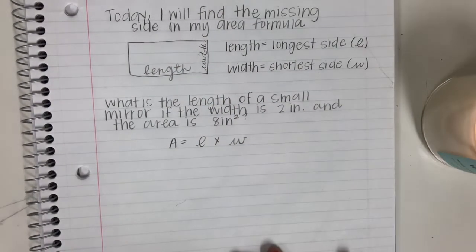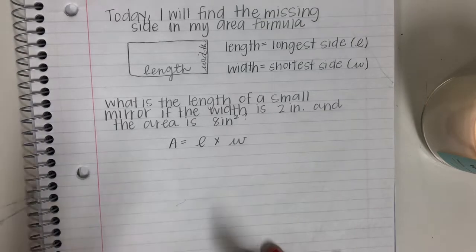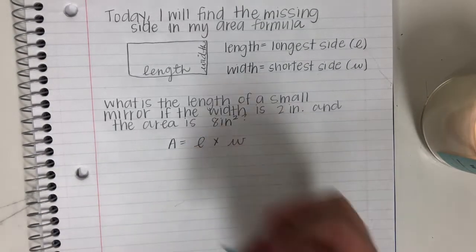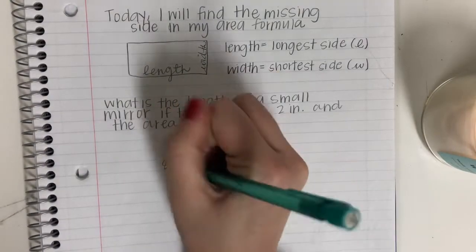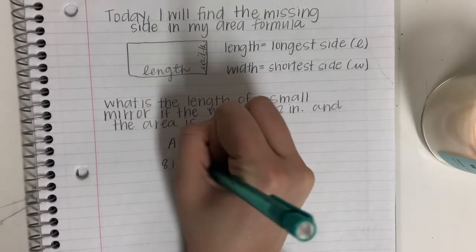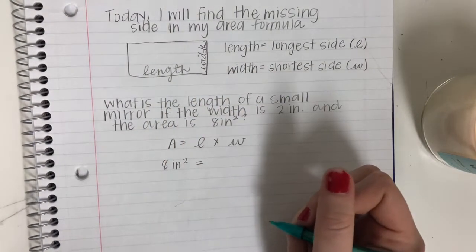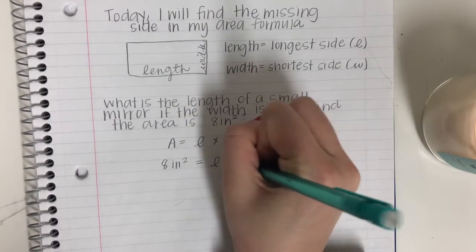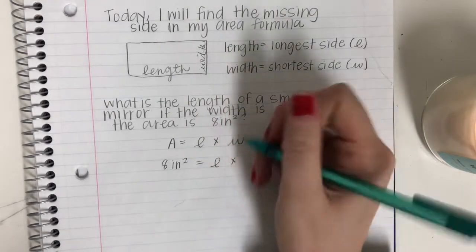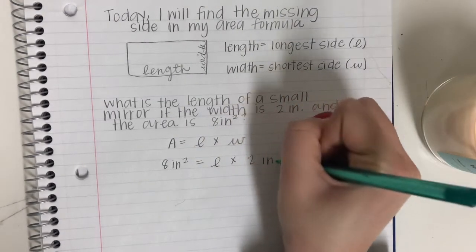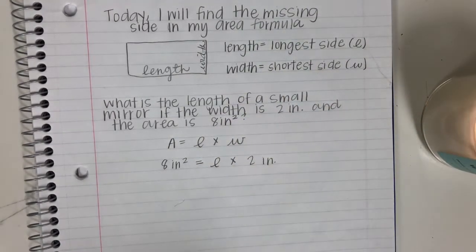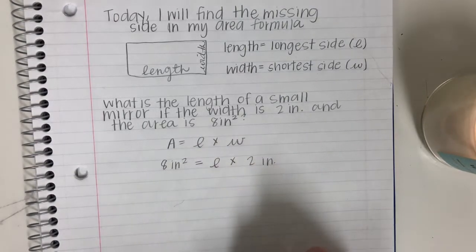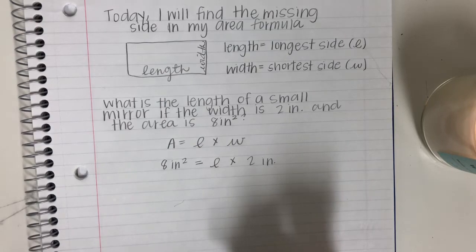Now I need to fill in my known information. This looks a little different because we know the area. The area is 8 inches squared, so I'm going to write that. Do we know the length? No, L we do not know, times the width is 2 inches. So here's what I have to think in my head: 2 times what is going to give me 8 inches squared, because that will give me my length.